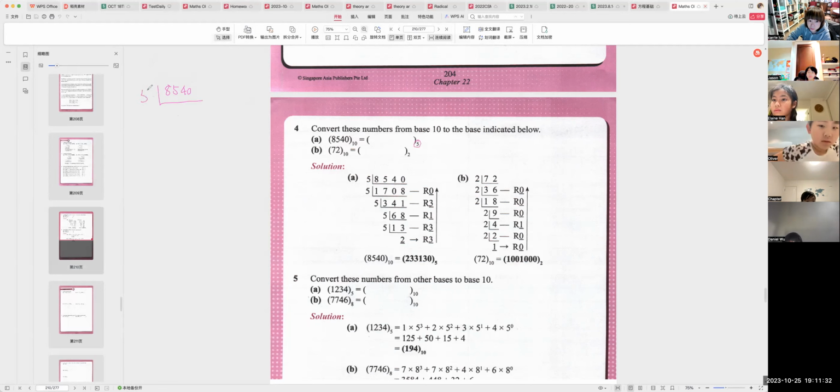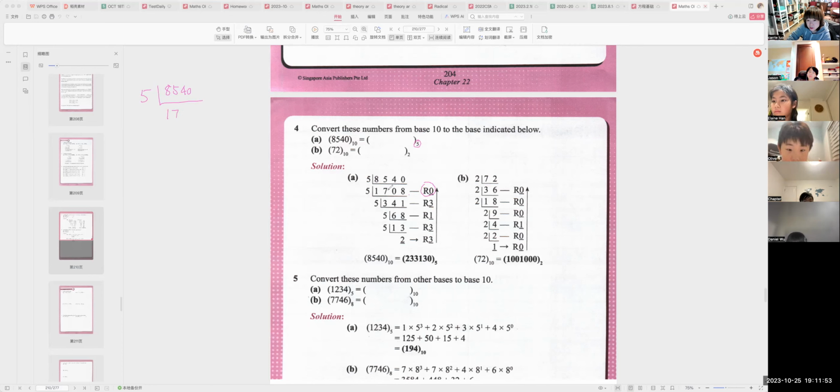If it is base 5, all you need to do is divide it by 5. The answer is 1708, and this number is divisible by 5, so the remainder is 0. Always put the remainder on the side. So this one is the 3, okay? Let's take a look at the next one.